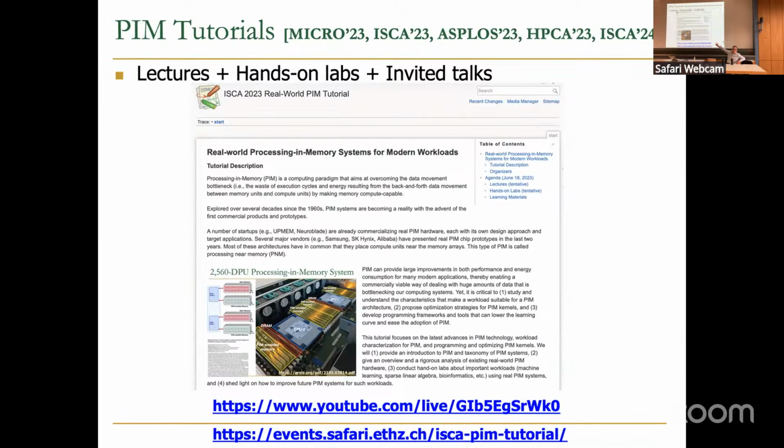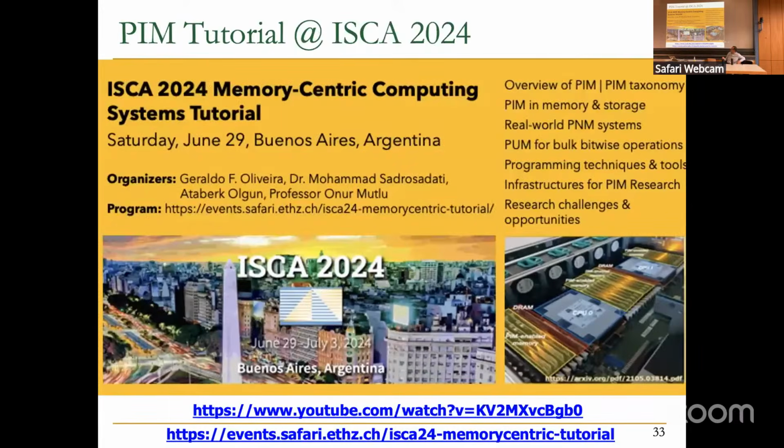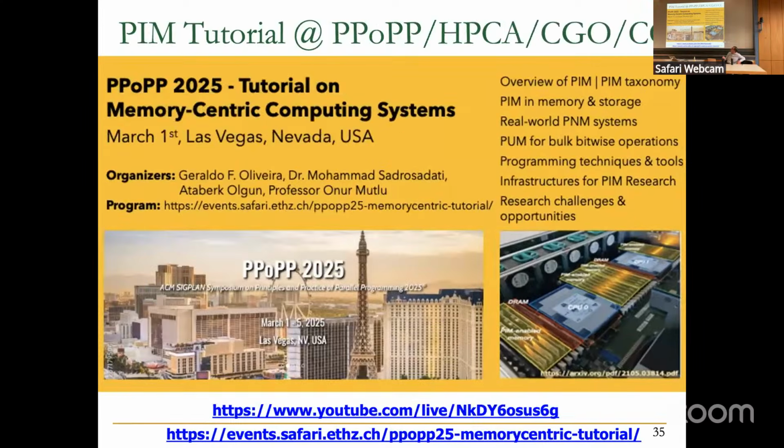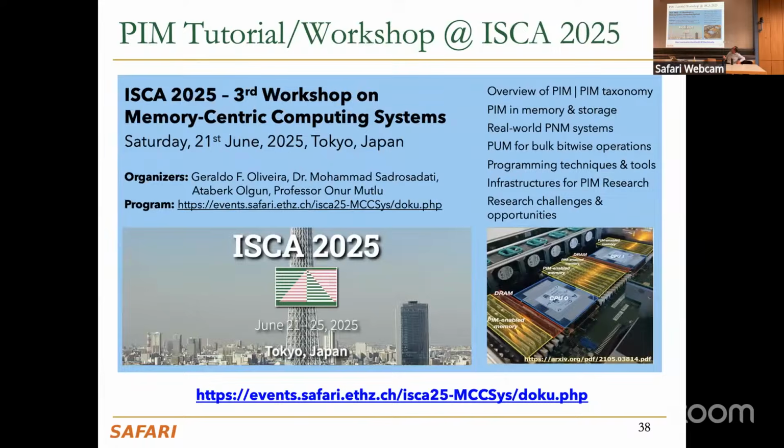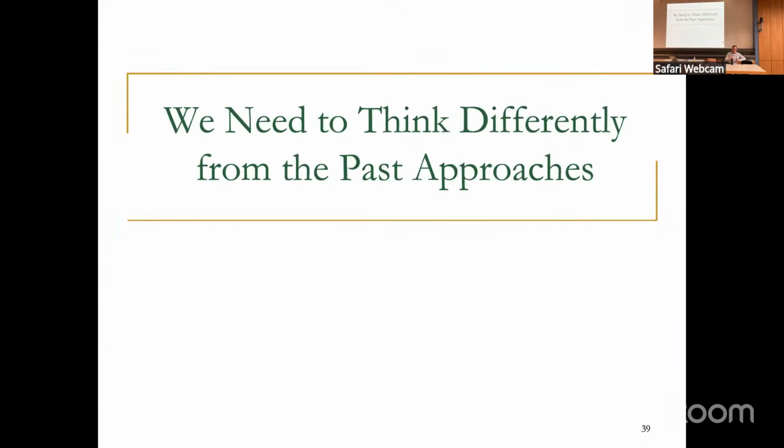And there are some industry presentations also about their machines from IBM, for example. They do a lot of work on phase change memory-based analog processing in memory. Also from Samsung, Alibaba, SK Hynix, you can find them online. And this is the last one, I think, at ISCA. Yeah, there will be another one, hopefully, at HPCA this year.